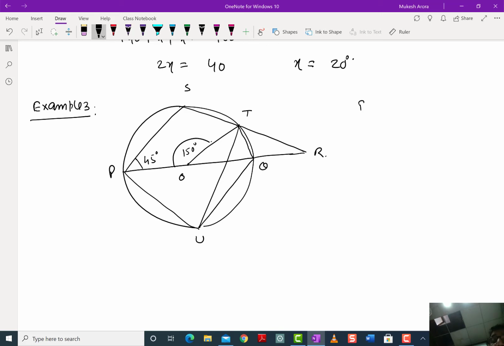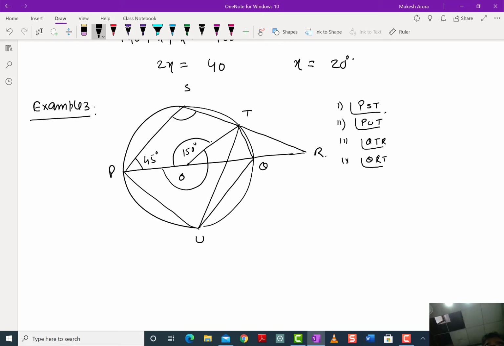We have to find PST, PUT, QTR, QRT. First of all, we have to find PST. We have to find this angle. This angle is in arc.